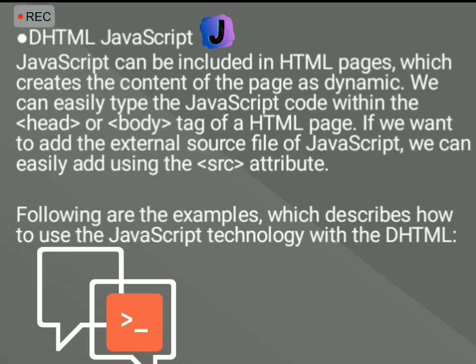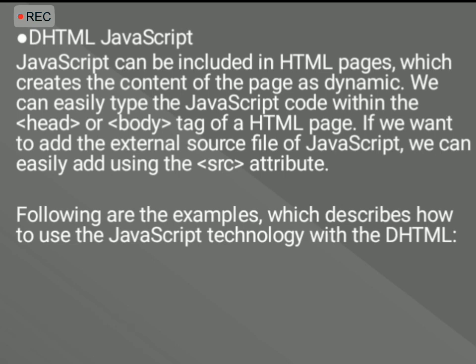DHTML JavaScript. JavaScript can be included in HTML pages, which makes the content of the page dynamic. You can easily type the JavaScript code within the head or body tag of the HTML page. If we want to add an external source file of JavaScript, we can easily add it using the src attribute. Following are the examples, which describe how to use JavaScript technology with DHTML.